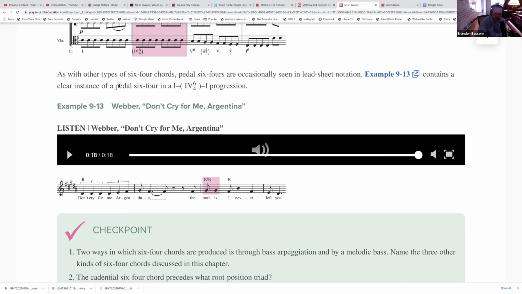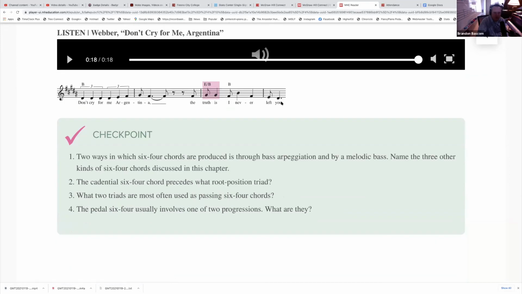So Broadway singers can do pedal 6/4s as well. Two ways in which 6/4 chords are produced are through bass arpeggiation and by a melodic bass. Name the three other kinds of 6/4 chords discussed in this chapter. Cadential. Passing. Besides melodic bass, it says. The pedal.